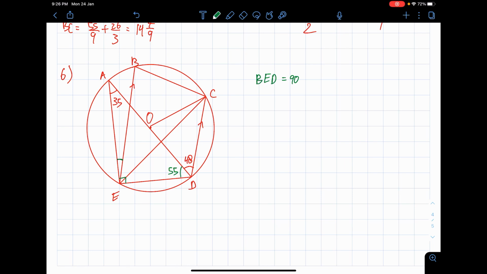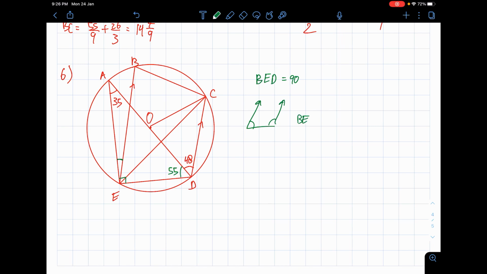I know these two lines are parallel. The line BE and the line CD are parallel. So I can remember this formula from Sec 1, the one that looks like a letter U. Alright, interior angle formula they call it. If you sum the two angles there, you will get 180 degrees.